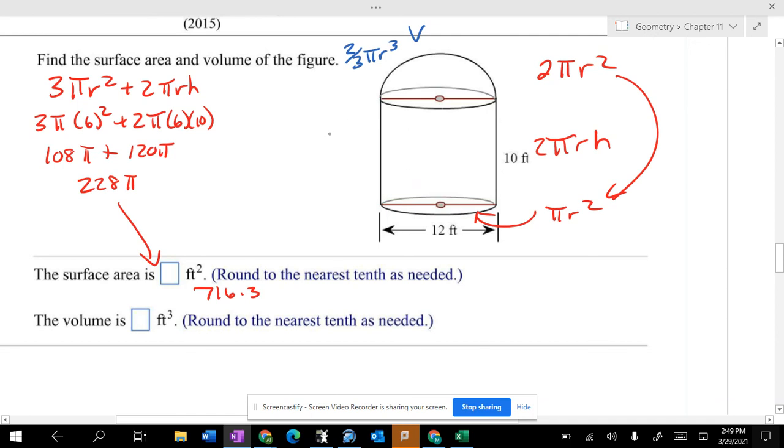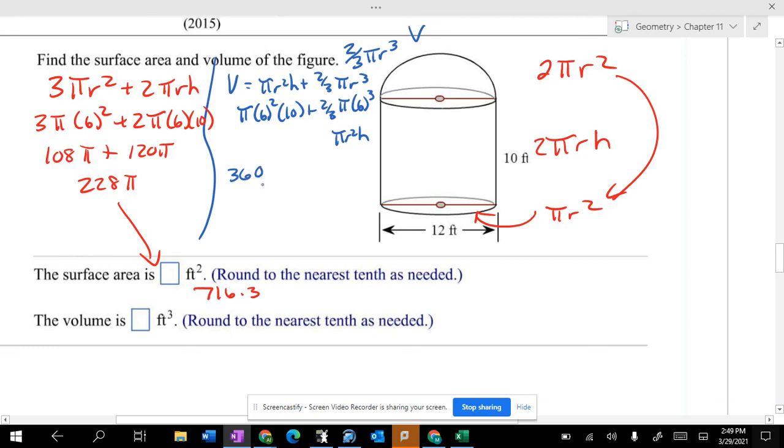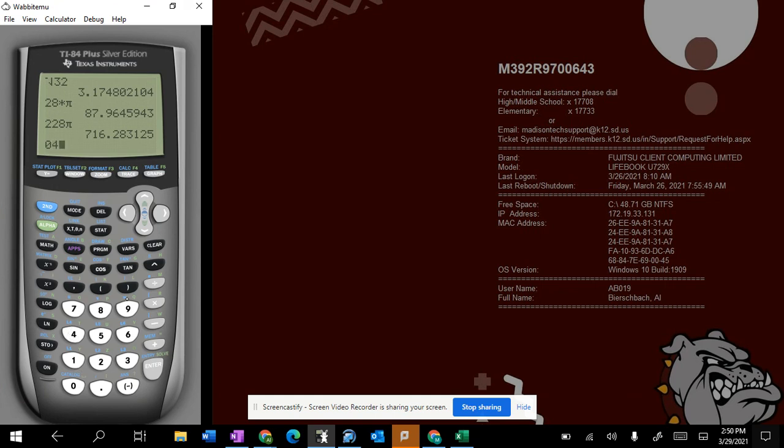The volume of a cylinder is pi r squared h. So volume is pi r squared h plus 2/3 pi r cubed. Or pi times 6 squared times 10 plus 2/3 times pi times 6 cubed. So this is 36 times 10, which is 360 pi, plus 216 divided by 3 is 72 times 2 is 144 pi. So it's 504 pi. And if we stick that in our calculator, 504 pi equals 1583.4.